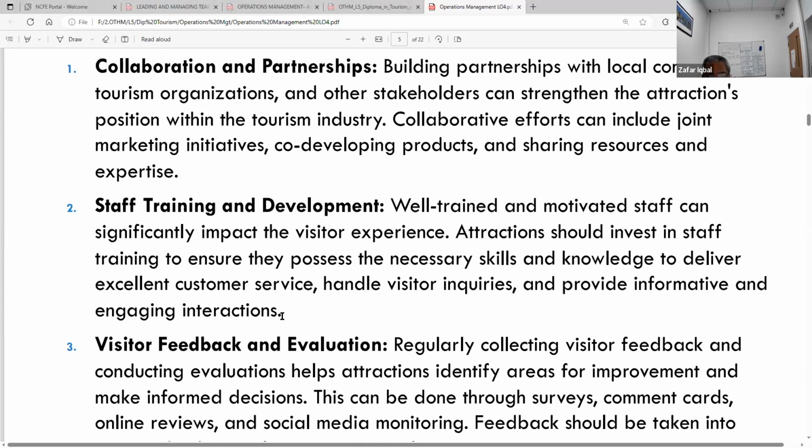Staff training means, you need to have a good, motivated staff. Make sure that the people who are trained are well behaved and helpful, so that they stay in touch with the current practices. They have knowledge, they have skill, they should have good customer service. They could handle inquiries, they could provide information for people. They are very informative. They should be very engaging. They should be welcoming. So this is another principle that you should be looking at.